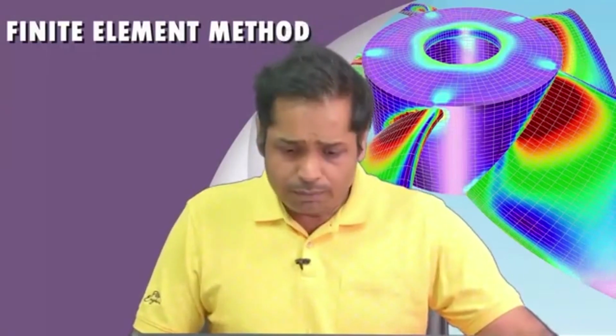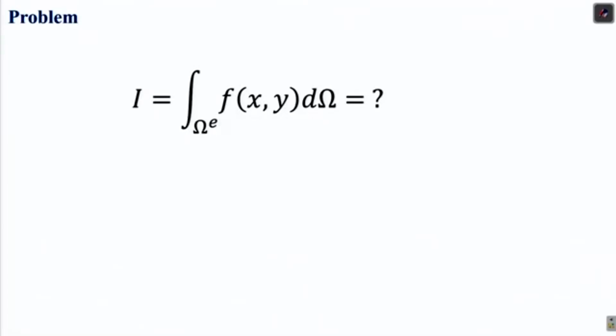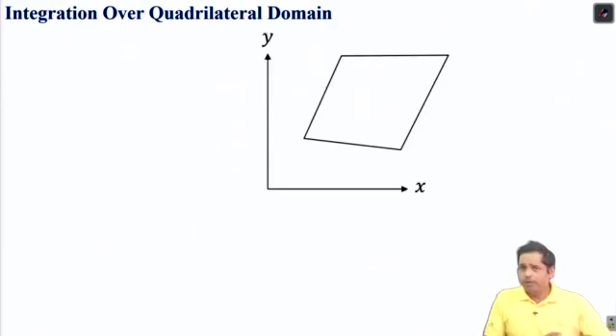Okay. So, this is the problem we now have. We need to integrate any function f, which is a function of x and y, over an element, or say, forget about the element for the time being, over a two-dimensional domain. We need to see how it is to be done. Now, let's first do it for a quadrilateral element.